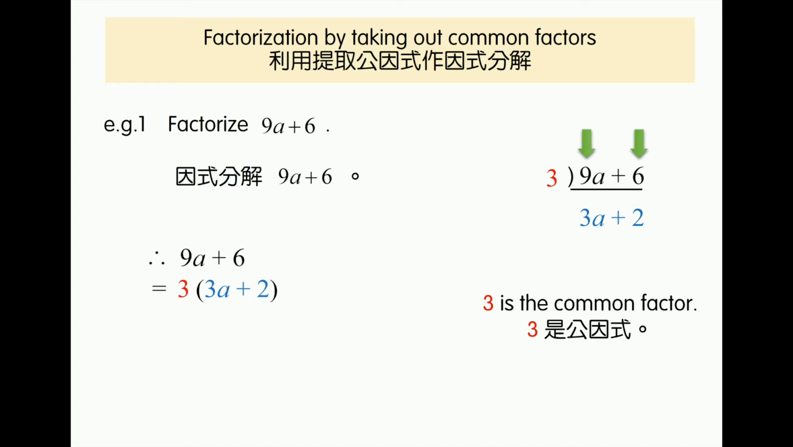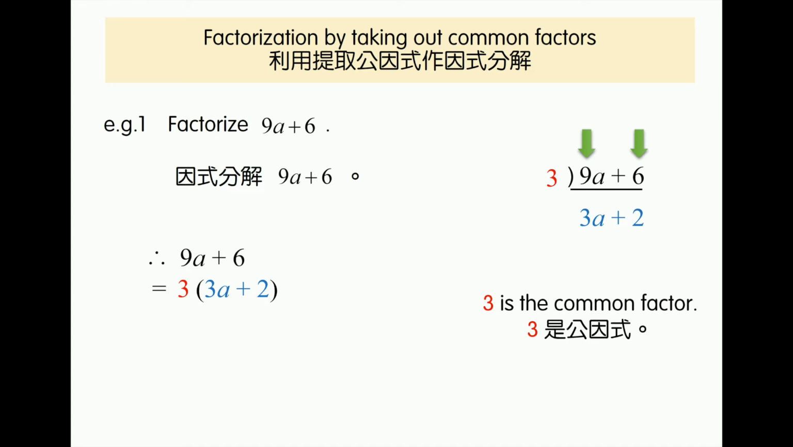If you have any doubts with your answer, we could put the number 3 and multiply it with the elements inside the bracket. 3 times 3a equals to 9a. 3 times 2 equals to 6. If by expansion we get the same result as what we had originally, then for sure we are correct.